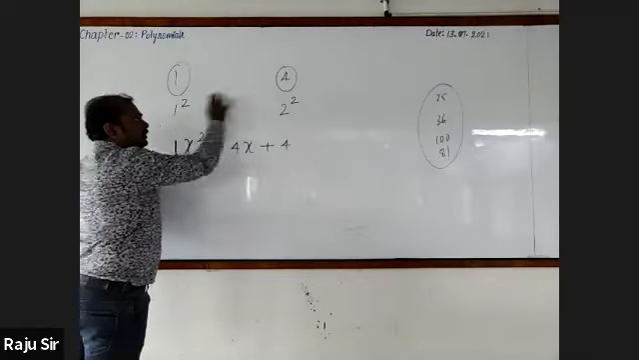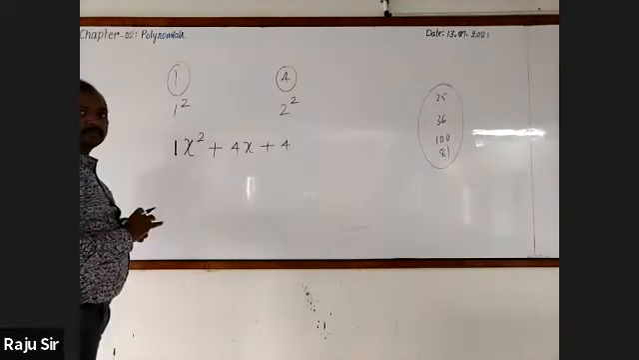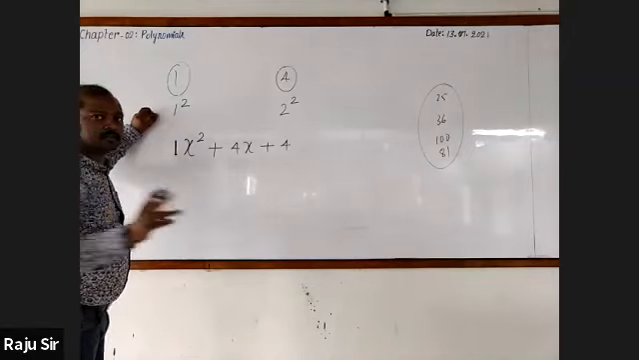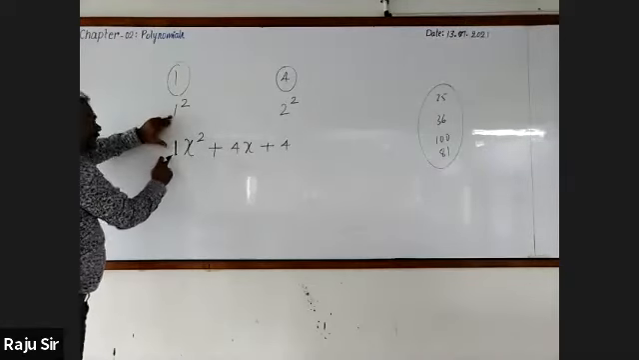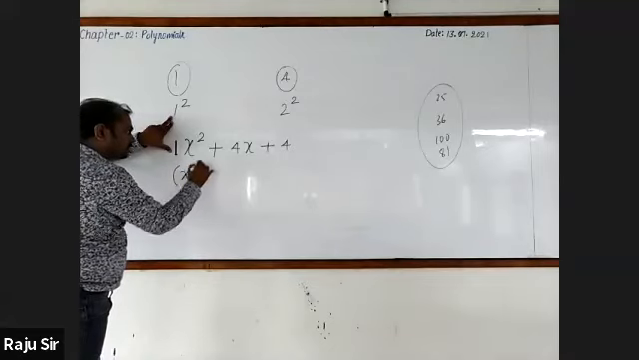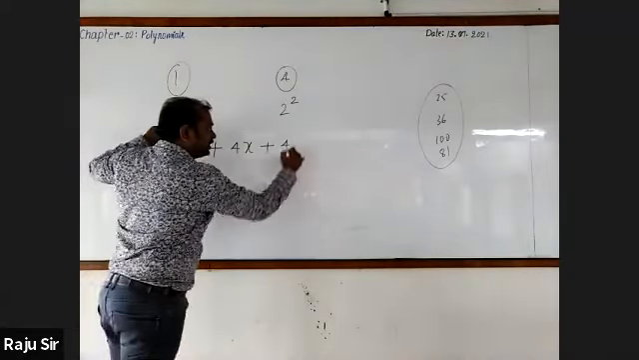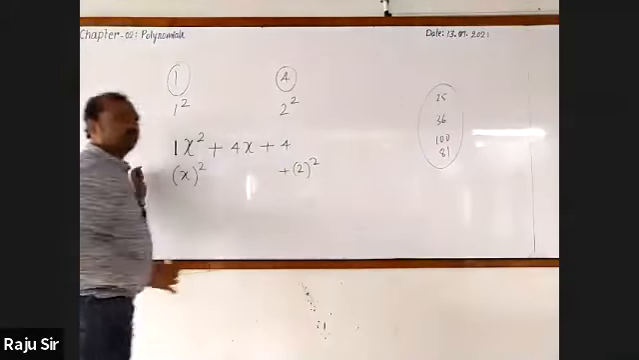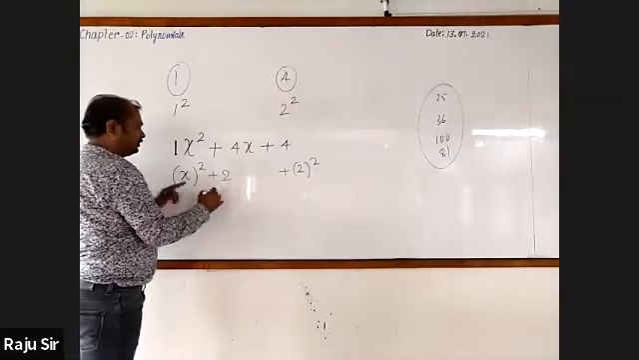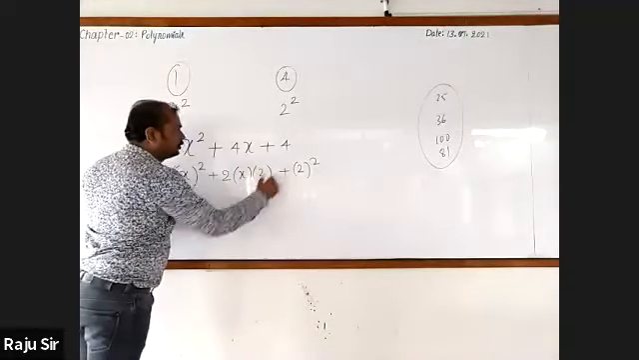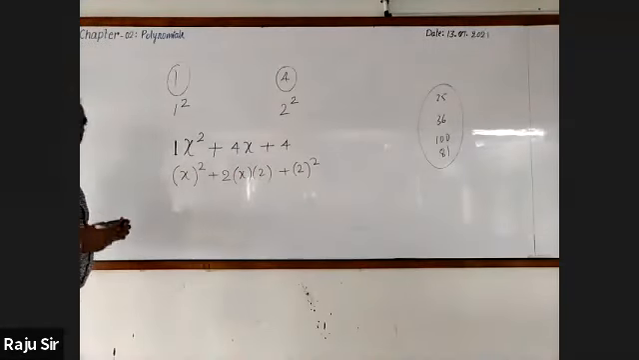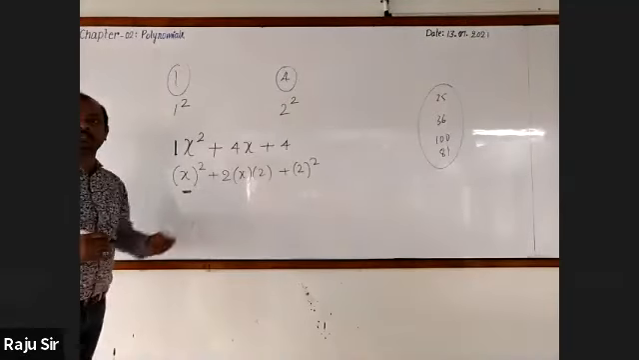Look at first term and last term. Both are perfect squares, right? Total 3 terms are there. In that, first term is a perfect square. x square is also a perfect square. So I can write 1x whole square. Then here, 4 is 2 whole square. And now I'm going to write 4x as 2 into 2x, x into 2. Look at x plus 2 whole square. It is in the form of which identity?